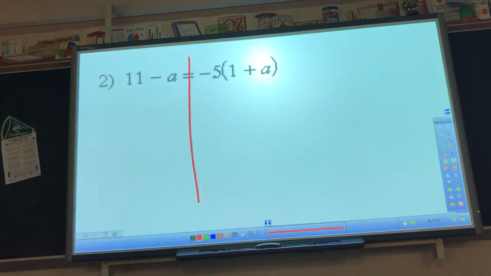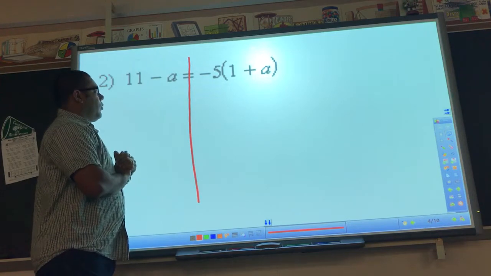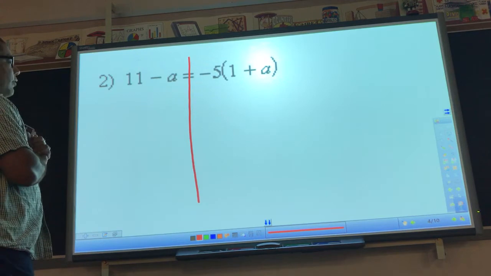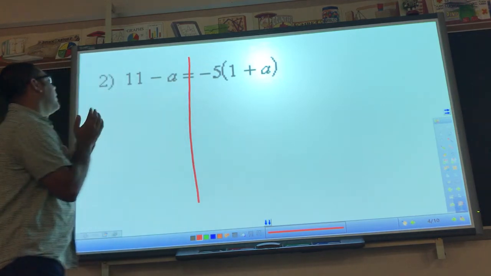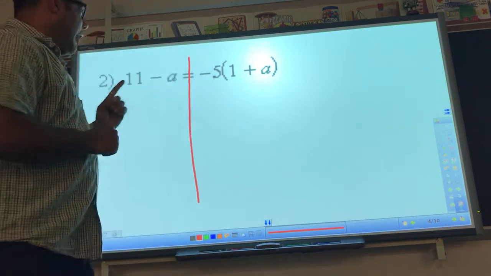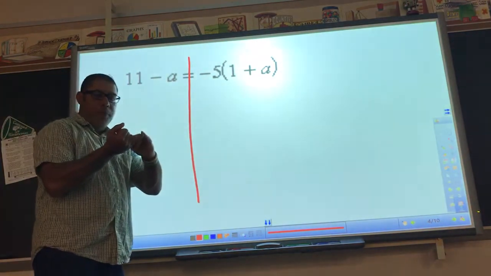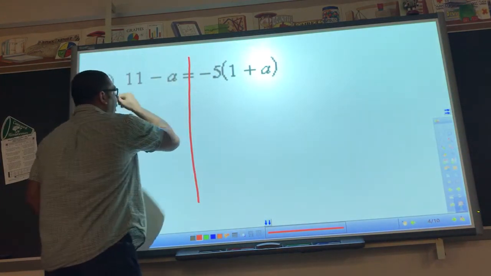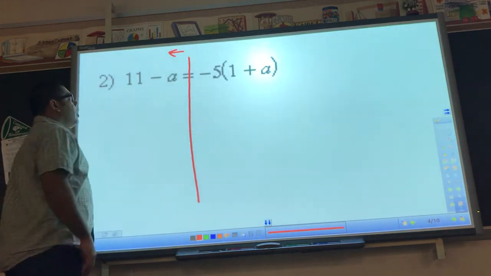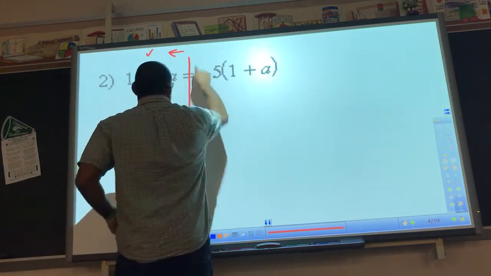There's your equal sign. And we have 11 minus a equals negative 5 parentheses 1 plus a parentheses. Now, again, I'm going to follow the same steps. First thing I need to make sure I'm doing is I need to simplify. That means distribute, combine like terms. So I'm going to look at the left side of my equal sign first. Okay, 11 minus a, no distributive property, they're not like terms. That's done.